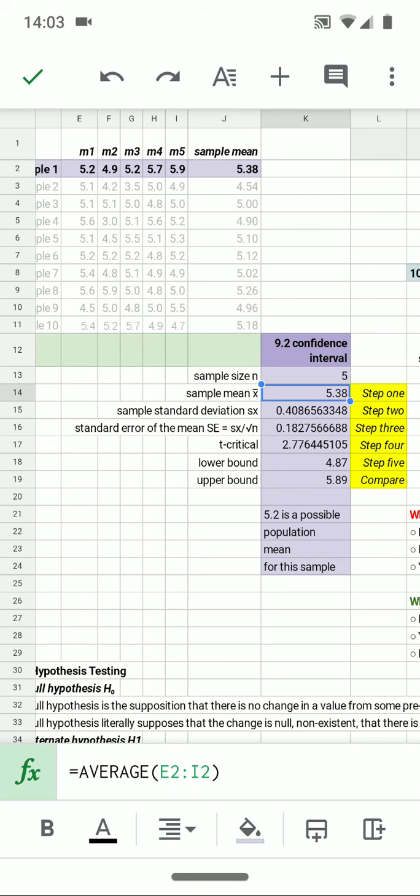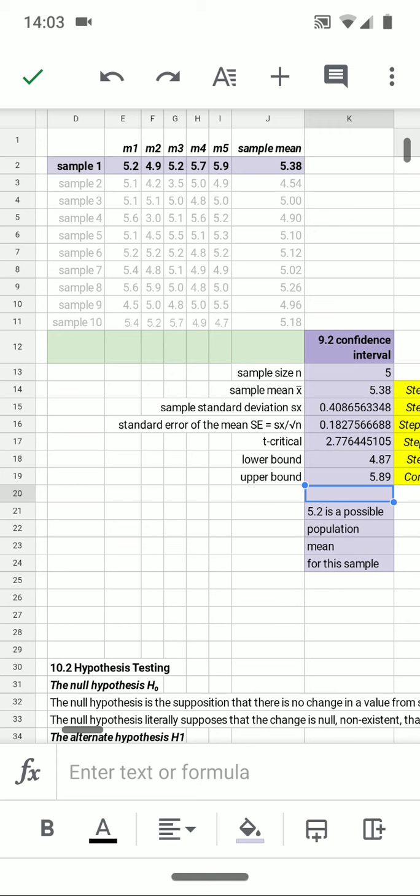And we found a mean of 5.38 and a standard deviation and a standard error for that sample, as you can see by the formulas down below. We identified a t-critical, which is the number of standard errors we had to go, and we established an upper and lower bound, and we found that 5.2 was a possible population mean for this sample. That's a confidence interval hypothesis test.